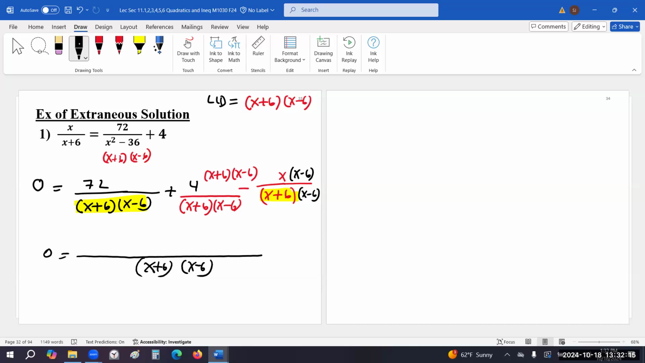And we combine all the numerators. First numerator is 72. Second numerator, all 3 of them. When you multiply 3 things, first we multiply 2 things and then we multiply the other thing. So let me keep my 4 and multiply x plus 6 and x minus 6. That's going to give us x squared minus 36. So I wrote this first, and then let me keep this one for now.